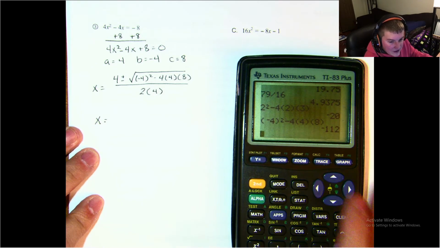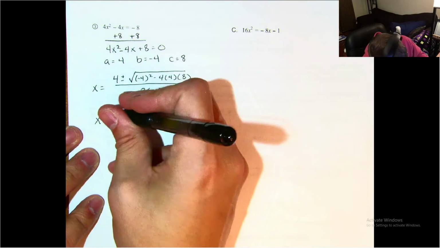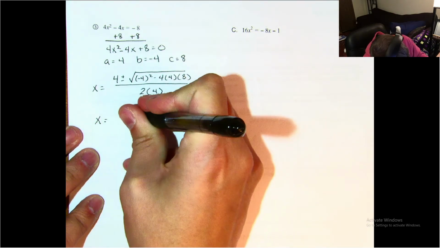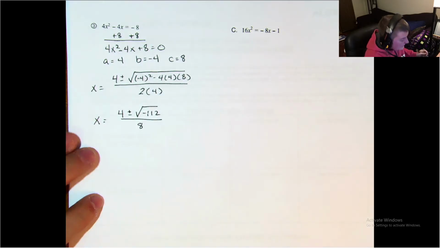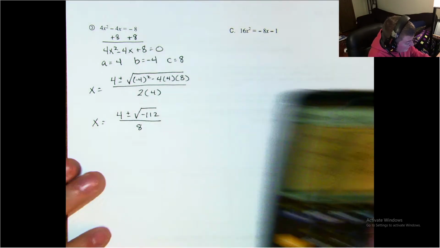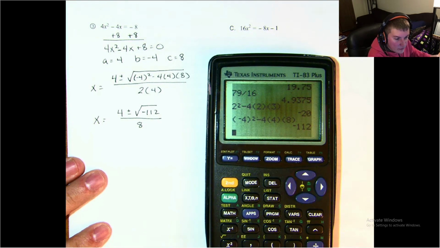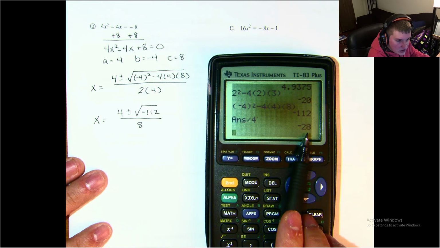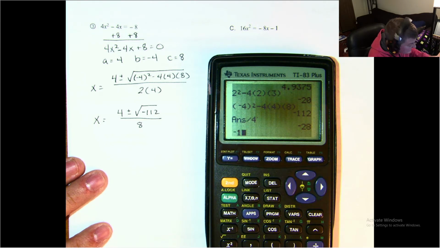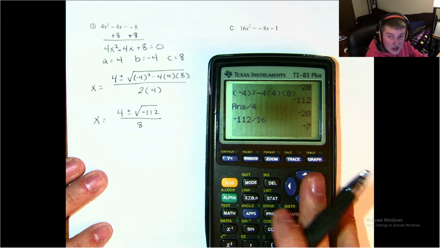Okay, negative 112. So 4 plus or minus the square root of negative 112 divided by 8. All right, so I need to start figuring out what perfect squares divide into 112. So we're going to divide that by 4 and get 28. And I believe 4 divides into 28 again. So I'm going to try 16 now, because that's a little bit larger one, to see if that divides out, which it does. So that's perfect.